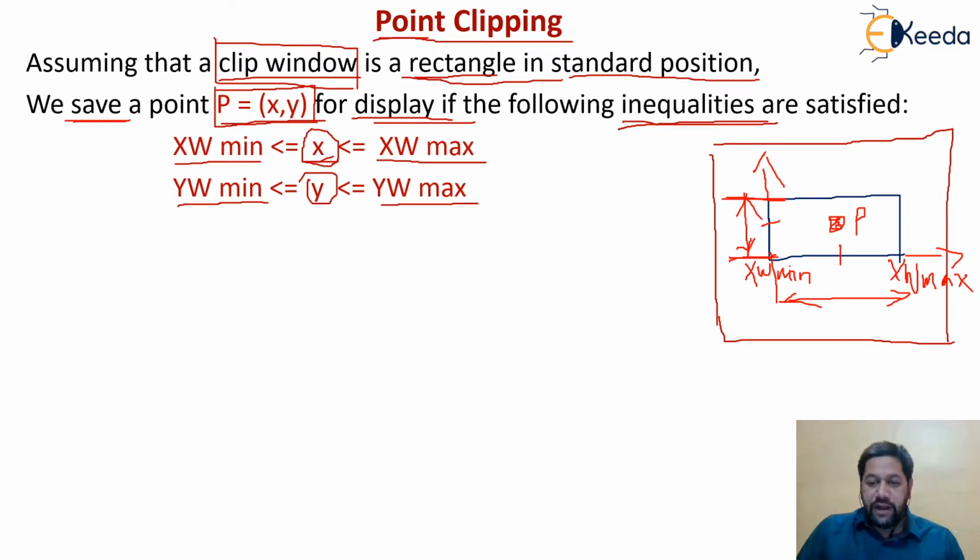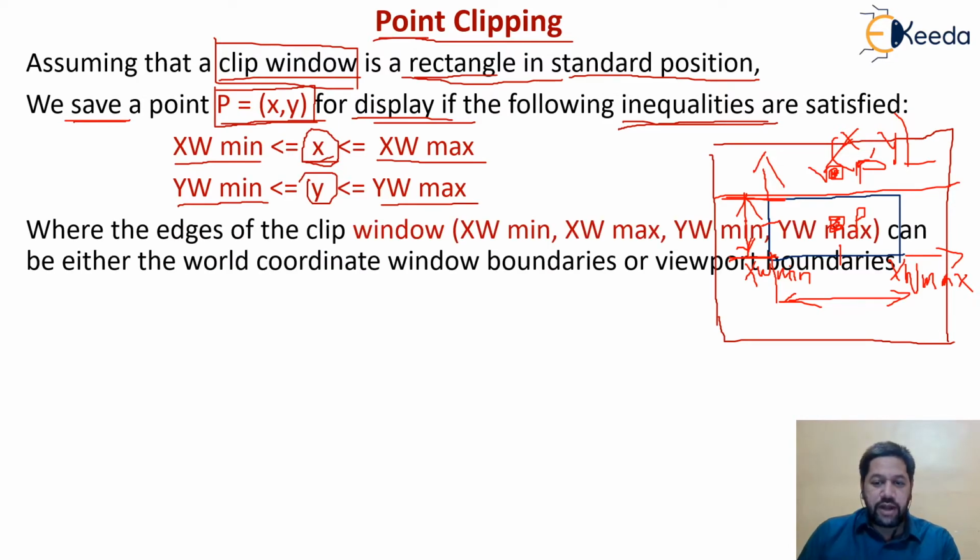If P is outside, I am taking this as an example. Suppose this is my another point P, with an x value and a y value. The x value for this is inside xw minimum and xw maximum, but what about the y value? The y value is outside yw maximum. This is my yw maximum, but the point is here, so it is outside. That's why I have written this point.